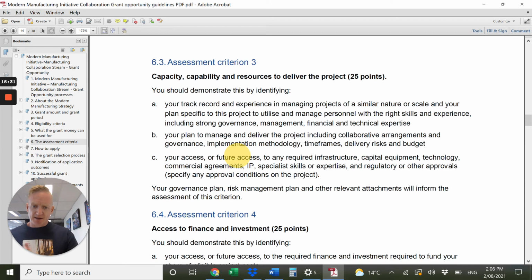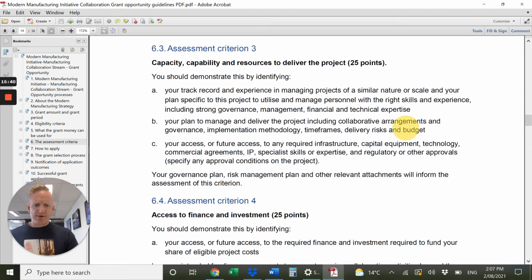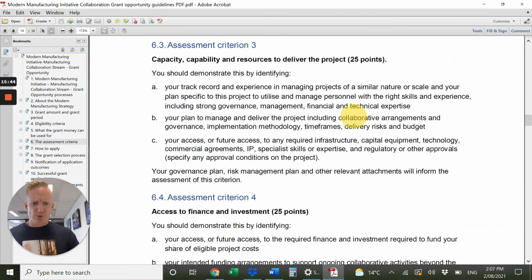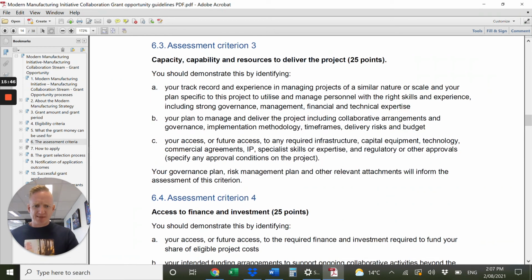And then I guess it sort of touched on a bit in the next one. I've obviously done a few of these in the past. You'll plan and manage and deliver the project, including collaborative arrangements. So collaborative arrangement, that to me says that there needs to be agreements in place between all the organisations. So get them signed off. Obviously, some of it's going to be IP.